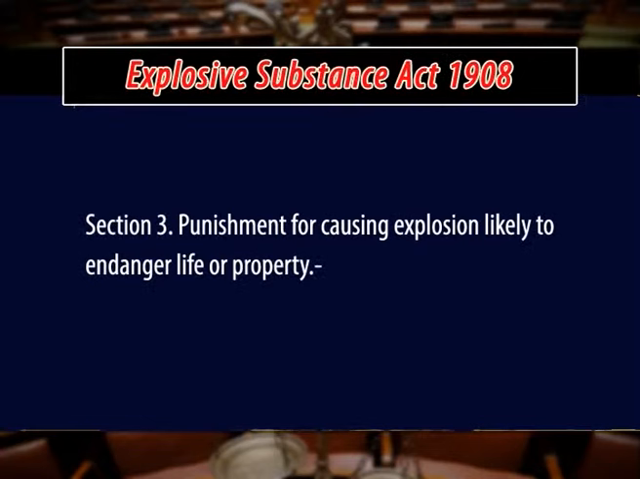In this module, the punishments for the various acts committed are prescribed, which are prohibited and declared as offences under the Act. Section 3. Punishment for causing explosion likely to endanger life or property. Any person who unlawfully and maliciously causes by an explosive substance an explosion of a nature likely to endanger life or to cause serious injury to property shall, whether any injury to person or property has been actually caused or not, be punished with transportation for life or any shorter term to which fine may be added, or with imprisonment for a term which may extend to 10 years, to which fine may be added.